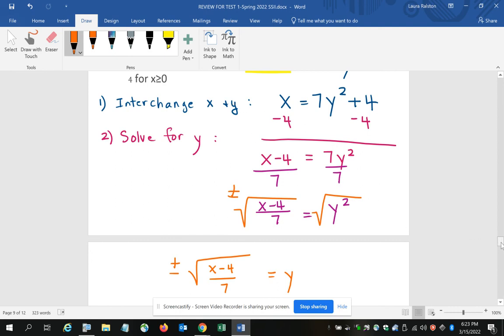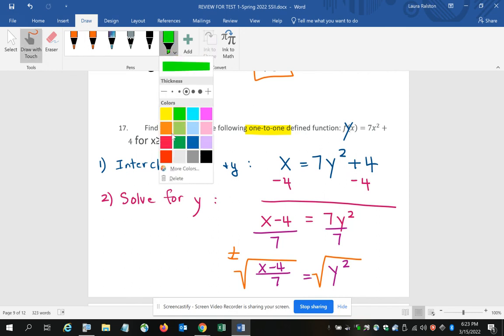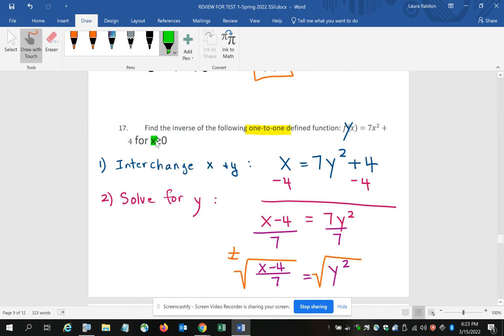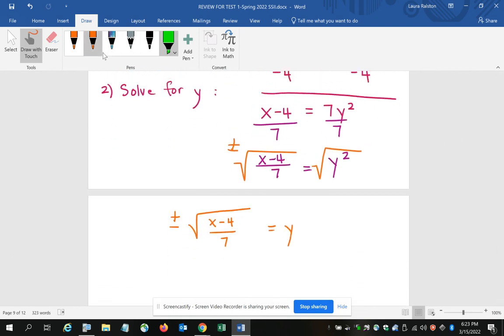Now, you have to go back up to the original problem to figure out whether you should use the negative or the positive. The initial problem was set up so that y, or x, was greater than or equal to 0, which means it's positive. So ultimately, when you're done, you want the positive y.